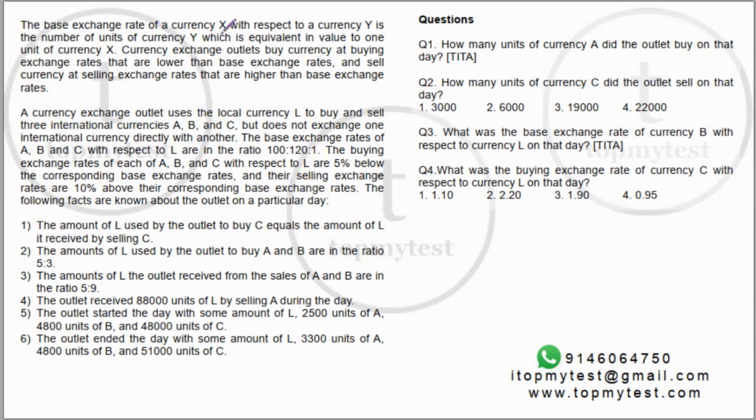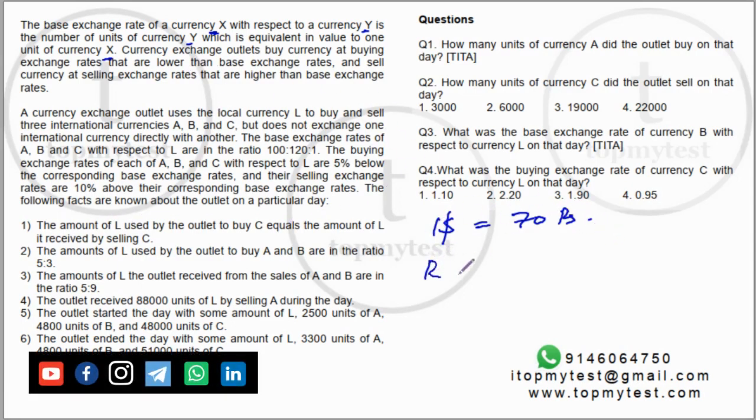The base exchange rate of a currency X with respect to currency Y is the number of units of Y which is equivalent to 1 unit of currency X. So exchange rate of X with respect to Y is the number of units of currency Y with respect to currency X. So if I say $1 equals 70 rupees, I would say the exchange rate of dollar to rupee is 70, right? And for rupee to dollar, it will be 1 by 70.